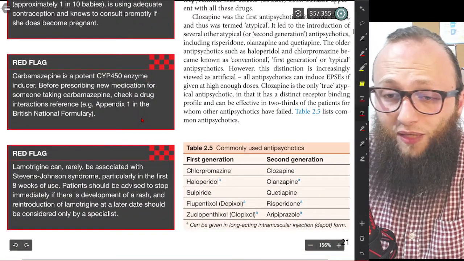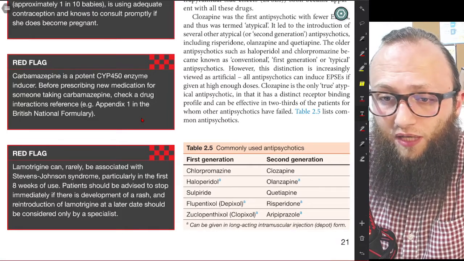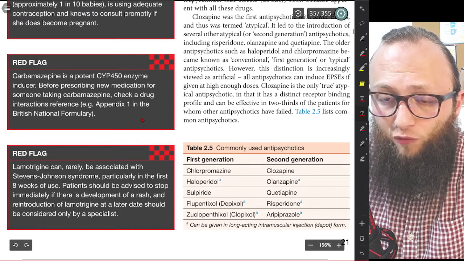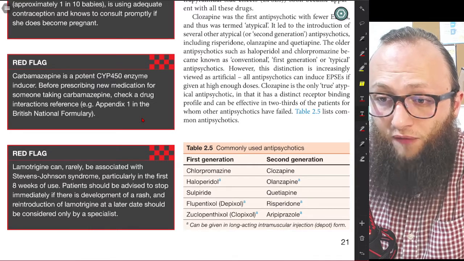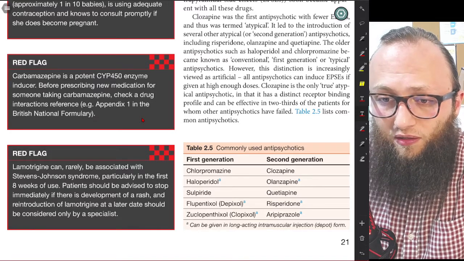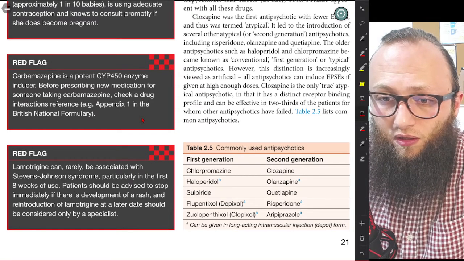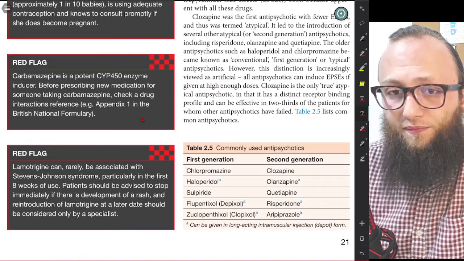Red flag about lamotrigine. Lamotrigine can rarely be associated with Stevens-Johnson syndrome, particularly in the first 8 weeks of use. Patients should be advised to stop immediately if there is development of rash, and reintroduction of lamotrigine at a later date should be considered only by a specialist.